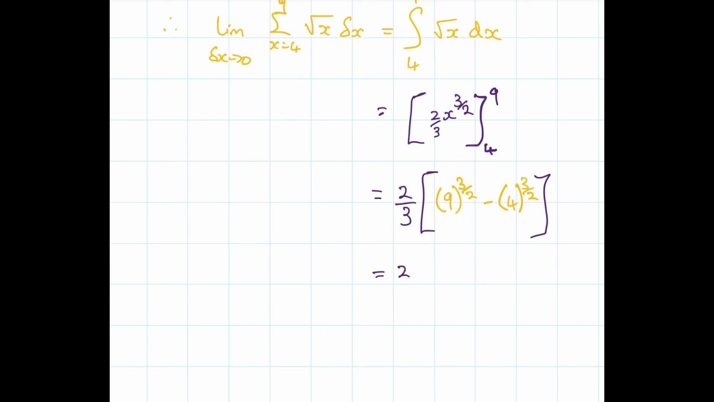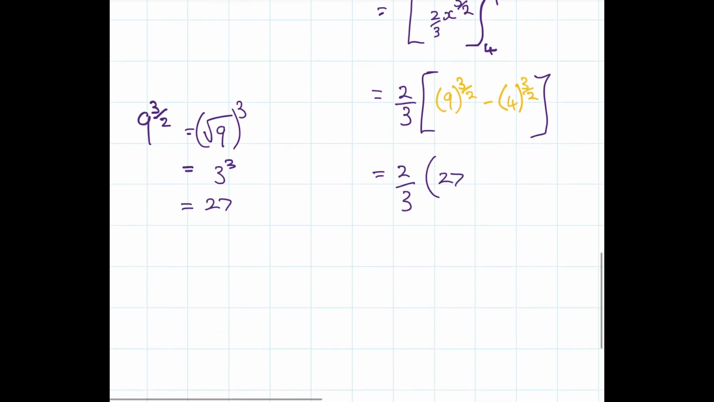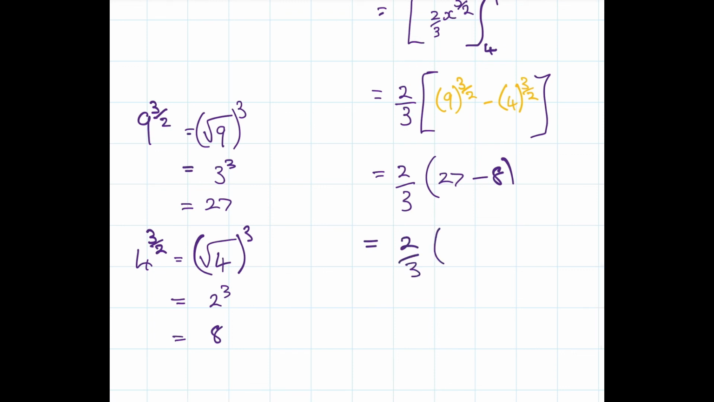And this is going to be equal to 2/3 of, well, 9 to the 3 over 2 is the same thing as the square root of 9 cubed, which just equals 3 cubed, which equals 27. Similarly, 4 to the 3 over 2 is just equal to the square root of 4 cubed, which equals 2 cubed, which equals 8. So getting back to our answer, we've got 2/3 of 27 minus 8, which is 19. So all in all, we get 38 over 3. And that there is our final answer.